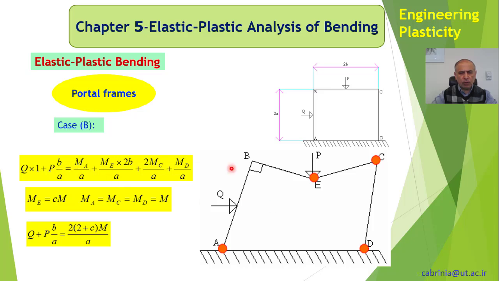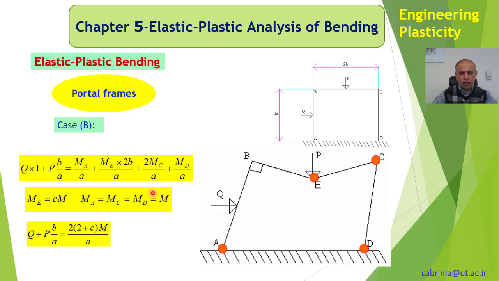So they are equal to the moments at the hinges. We have again 4 hinges here, so MA times 1 over A like before, and ME. Obviously P is moving with B over A, so ME is times B over A, but B over A times 2, because here we have 2 members. And MC 2 over A and MD 1 over A.